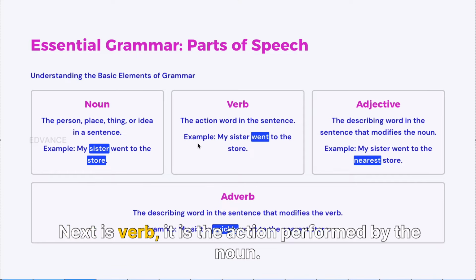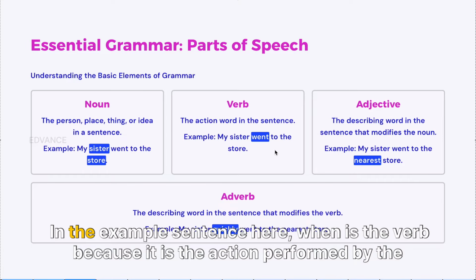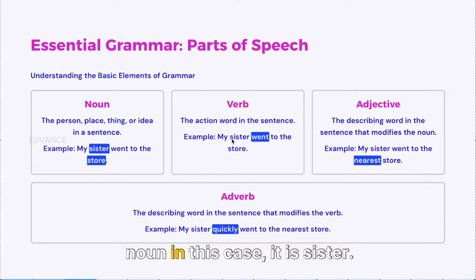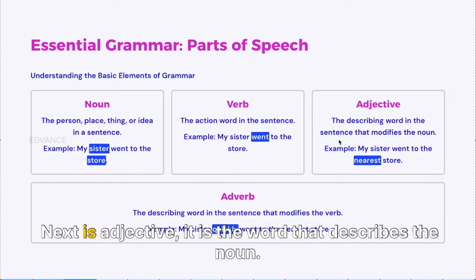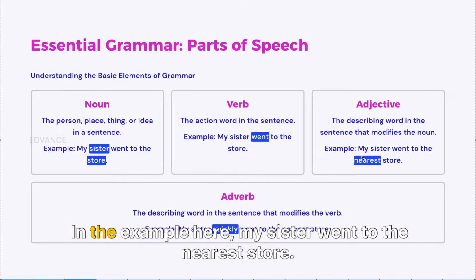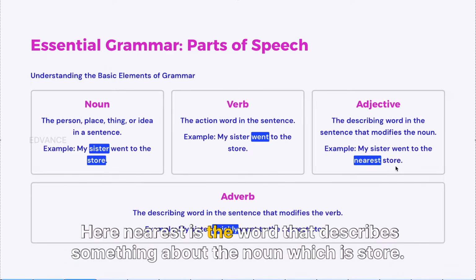Next is verb, it is the action performed by the noun. In the example sentence, here went is the verb because it is the action performed by the noun. In this case, it is sister. Next is adjective, it is the word that describes the noun. In the example here, my sister went to the nearest store. Here nearest is the word that describes something about the noun, which is store.